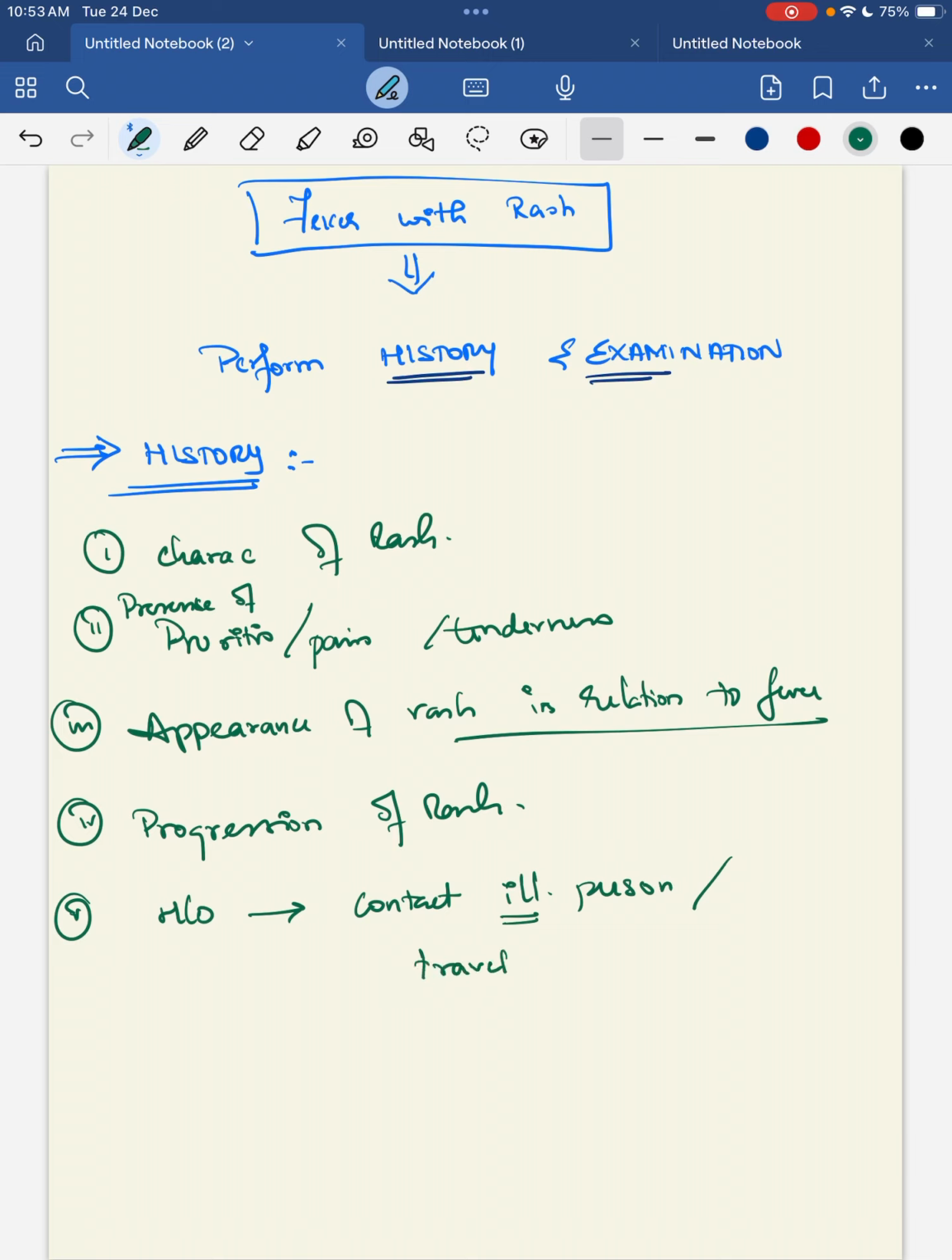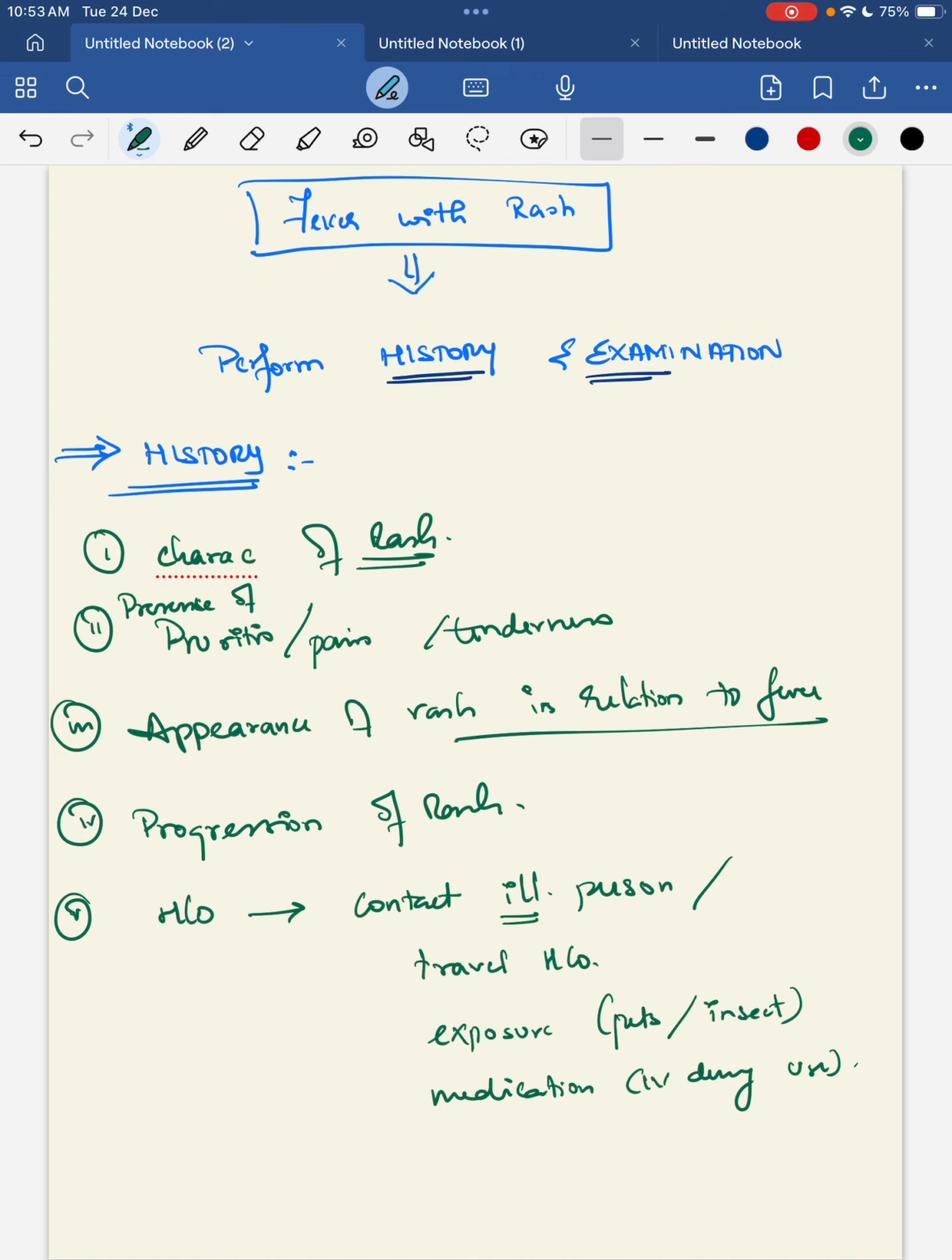Okay, so these are the history you should ask. The characteristic about the rash, pruritus, pain or tenderness, progression of the rash, whether the rash appeared first after the fever, or fever came first and the rash came on the third day or fourth day. You have to ask like that. And history of contact with some ill persons, travel history, insect bite history and medication history.